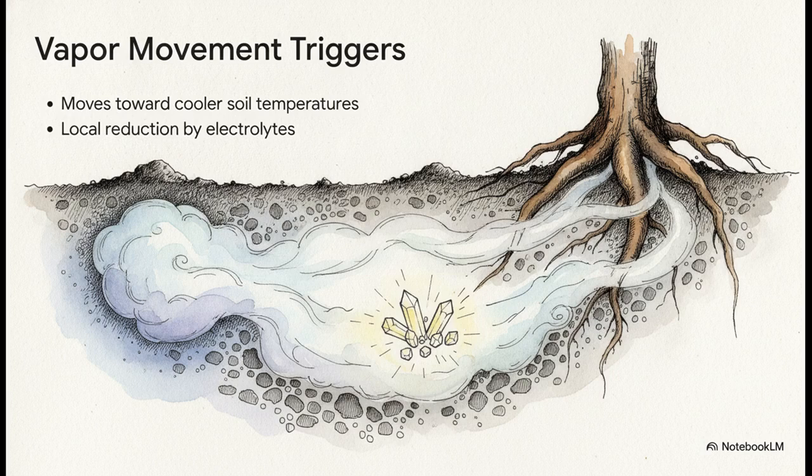If a patch of moist soil cools down, its vapor pressure drops, physically pulling water vapor toward that cooler spot. On top of that, electrolytes and applied fertilizers will locally reduce vapor pressure. This creates a gradient that actually pulls vapor right toward those pockets of high salt and fertilizer, making nutrients available to the plants.